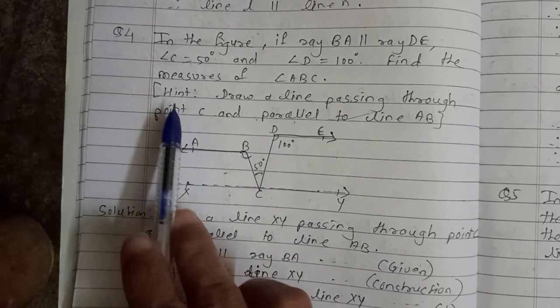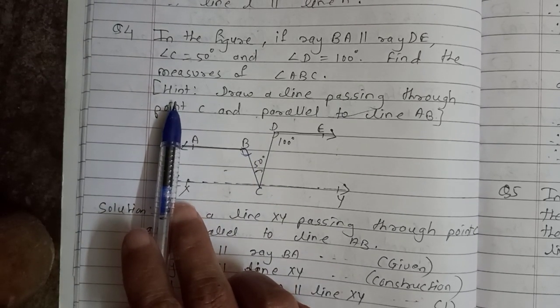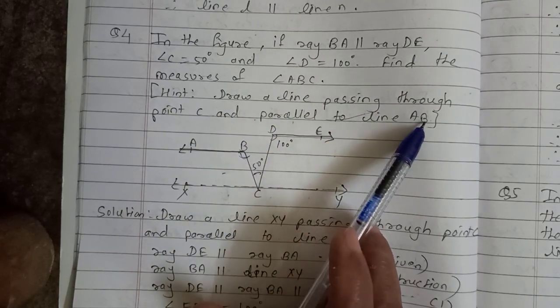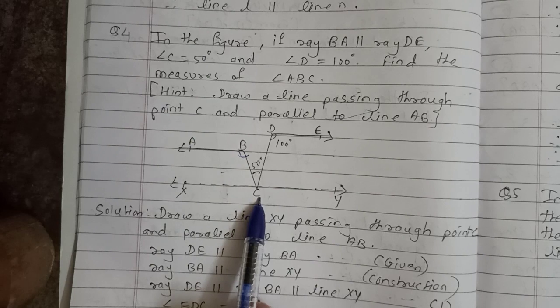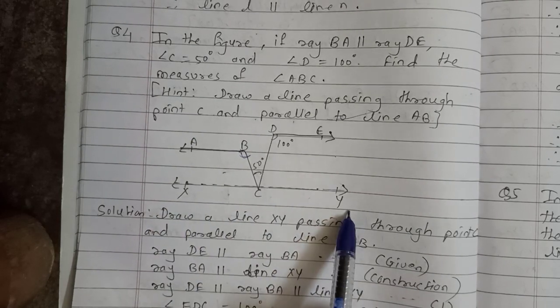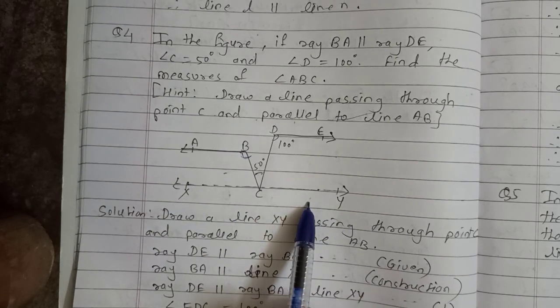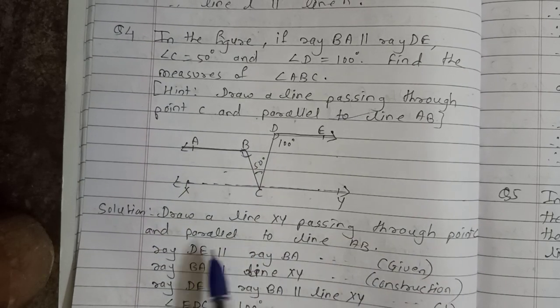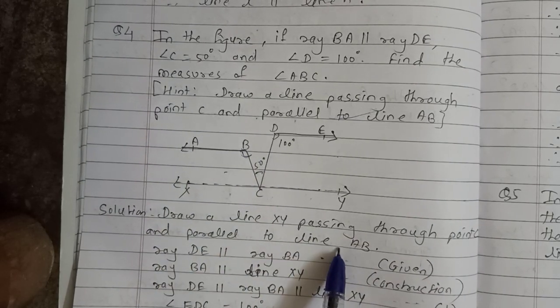Okay. The hint is given in the textbook: draw a line passing through point C and parallel to line AB. Through this C, we have drawn this line XY, which is parallel to line AB.